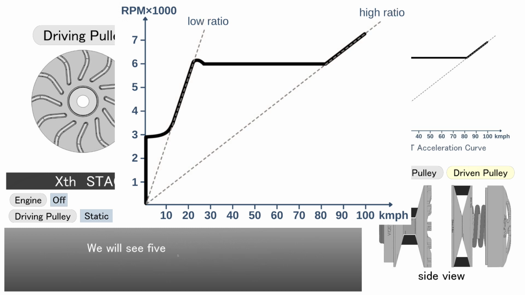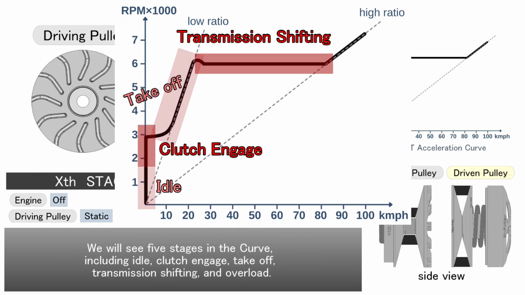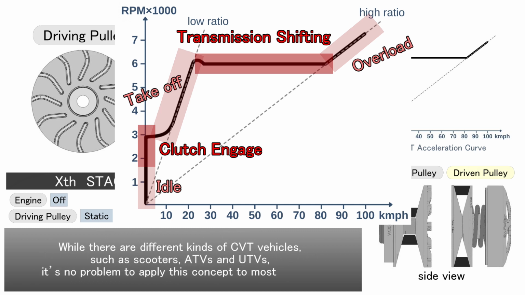We will see 5 stages in the curve, including idle, clutch engage, takeoff, transmission shifting, and overload. While there are different kinds of CVT vehicles, such as scooters, ATVs and UTVs, it's no problem to apply this concept to most of them.